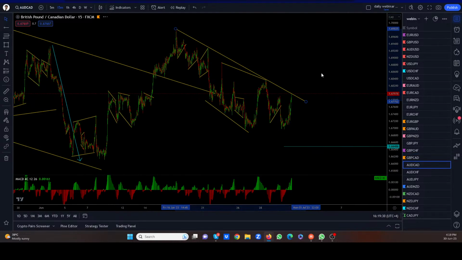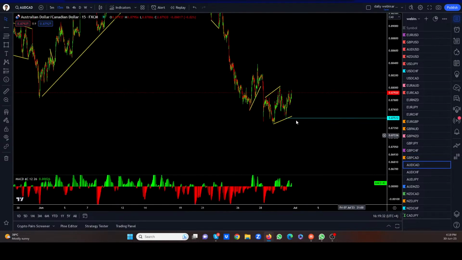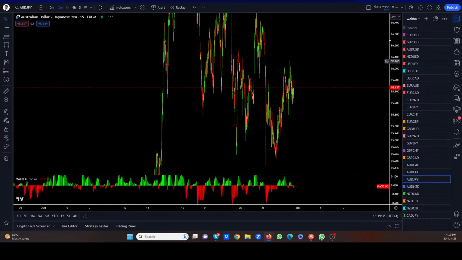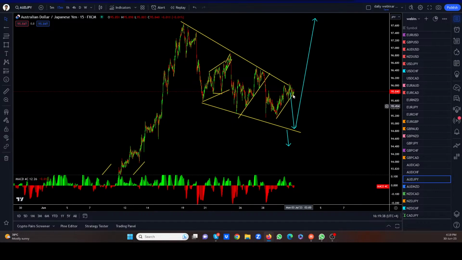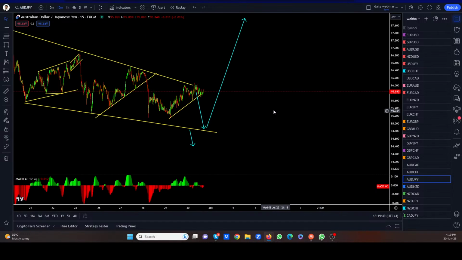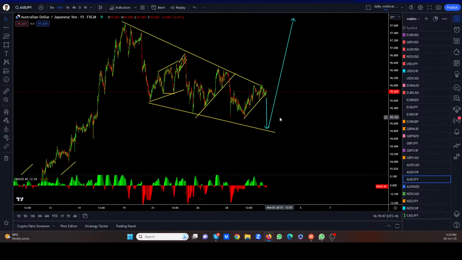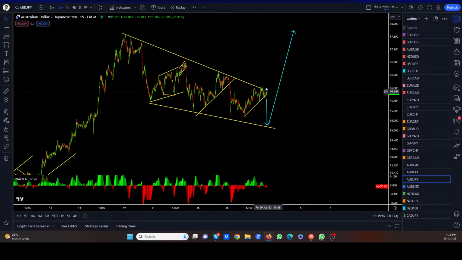And Aussie CAD. Well, all the CAD pairs sell setup. Aussie Yen, let's see what Aussie Yen has. Okay, so we're back at the top. I don't think this one is going to take off. I think there's a good chance we're coming back here and then go up. The bigger picture is upside. I think we can agree, right? But I don't think this is the one that is going to break out. I think they'll probably drop here and then go.